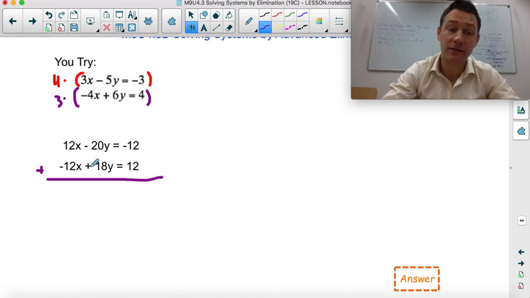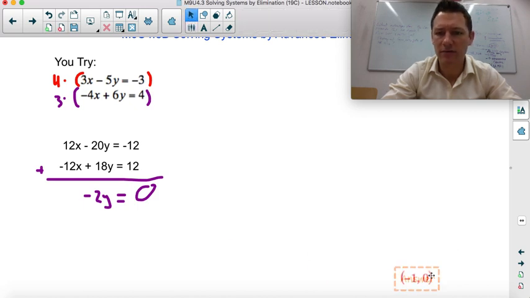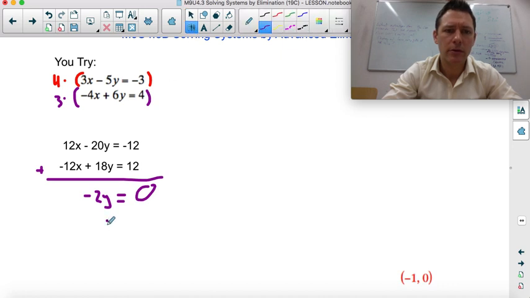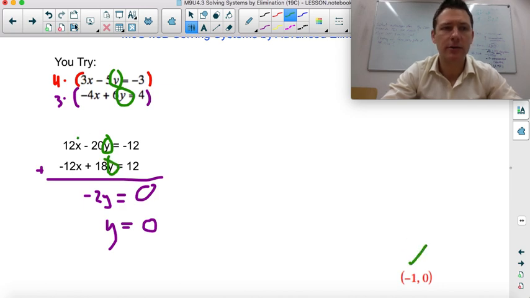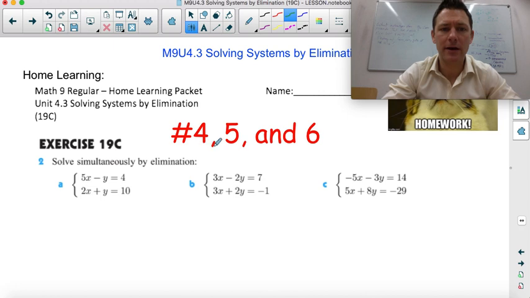12x plus negative 12x gives you no x's. Negative 20y's plus 18y's gives us negative 2y's. And negative 12 plus 12 gives you 0. You divide both sides by 2, and y is 0. That's fine. Okay, so y equals 0, and then you plug your y back into either this y, or that y, and solve for x, and you get x is negative 1. Cool? I hope that makes sense.